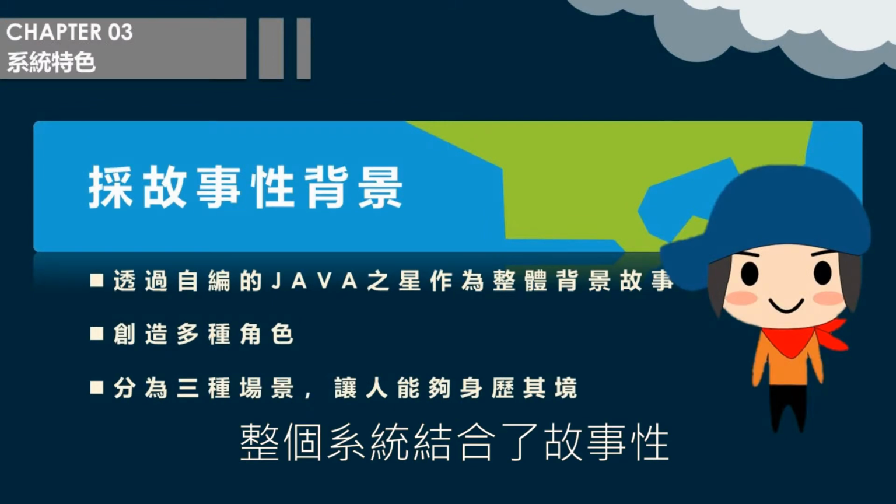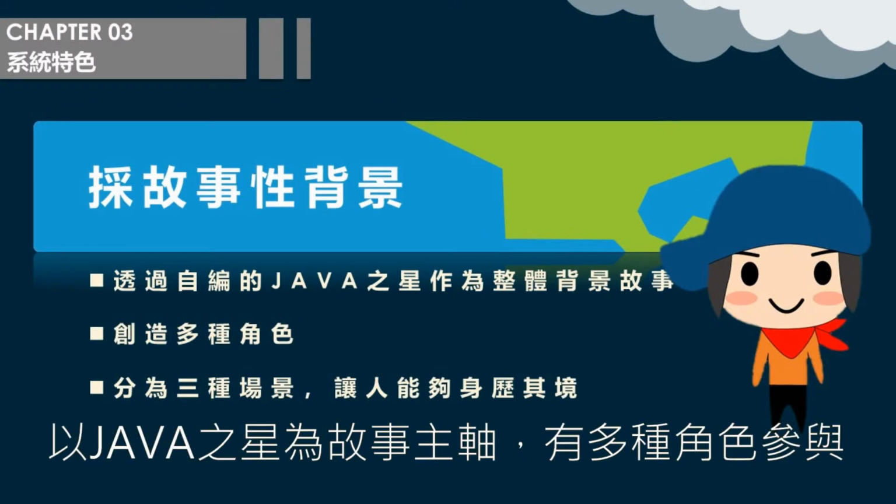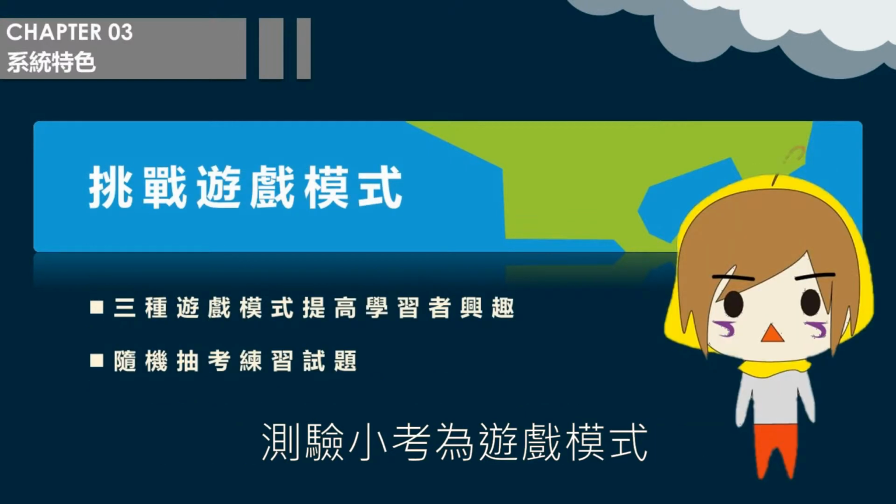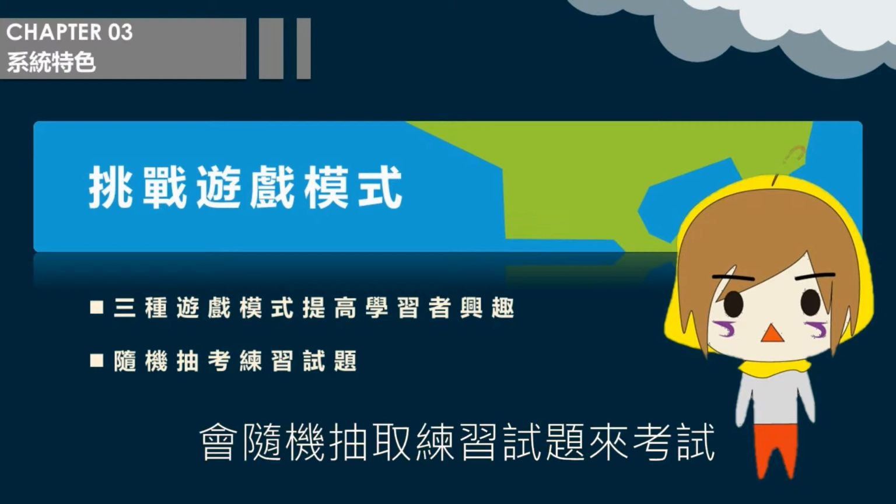The system was designed with stories. Java Star was the main storyline with several characters in it. There are 3 different scenes to choose from to increase the level of visual entertainment. Gaming modes are the quizzes. Each scene has its own gaming mode to go with. The questions of the quizzes are randomly selected by the system.